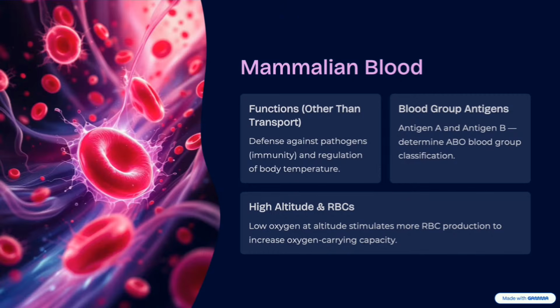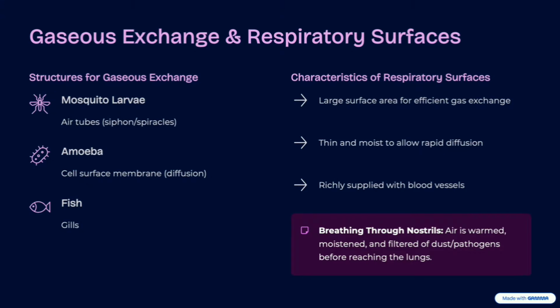Question number 4. Name the structures for gaseous exchange in Roman 1, a mosquito. When you look at a mosquito, for this case, we wanted you to give us the word siphon. Some of you are talking about the tracheal system. Remember, mosquito larvae live in water. So we have air tubes or siphons, or even spiracles.